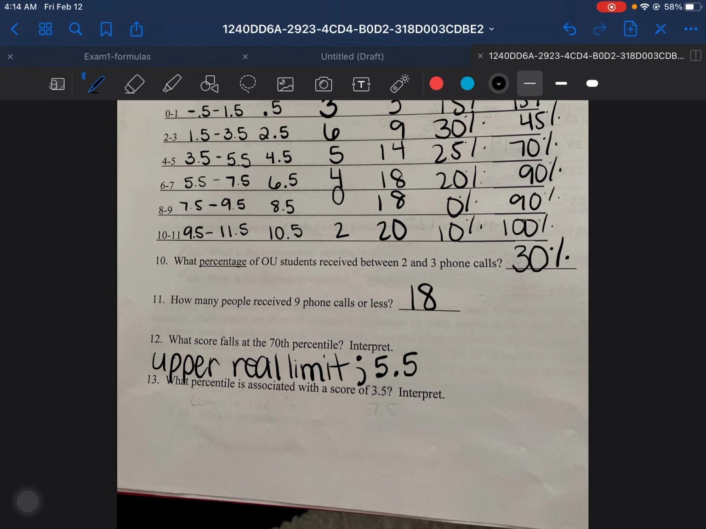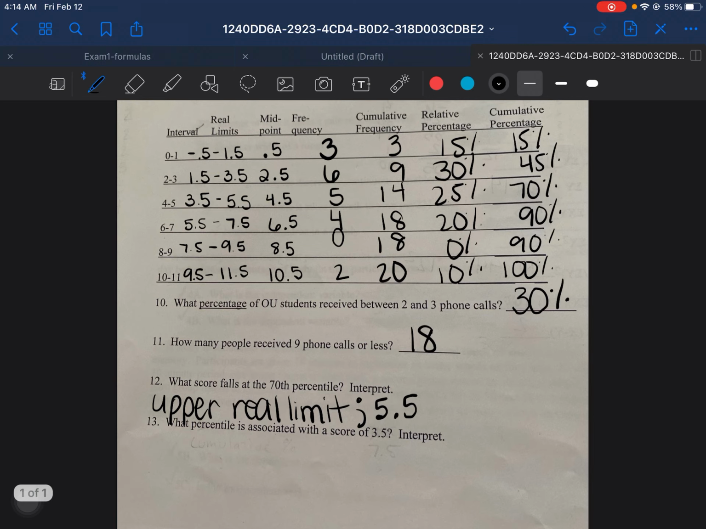So this next one says, what percentile is associated with a score of 3.5? Interpret. Like we just talked about, we're going to use that upper real limit to find the percentile. 3.5 is the upper real limit of this category here. So we're going to use that one. We're just going to go over to the cumulative percentage here, and that's going to be 45. So that's the 45th percentile.